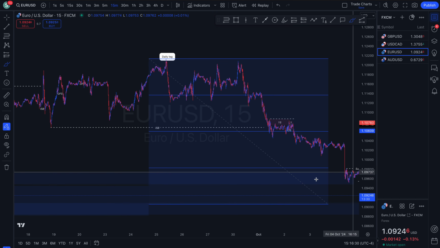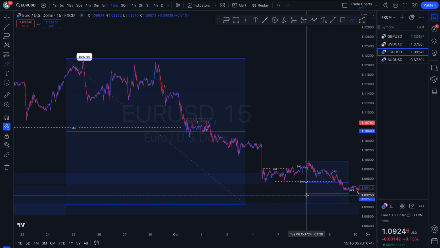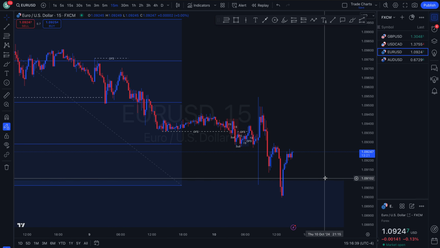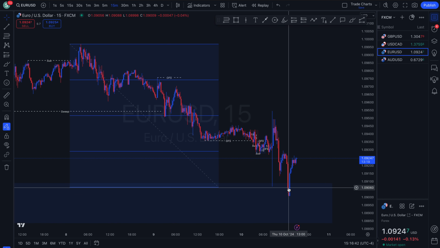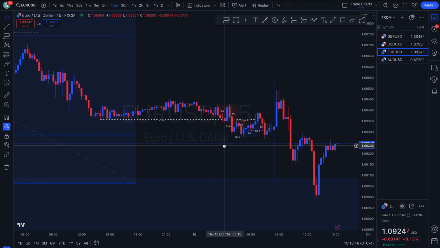We drew the extreme, so we don't have to draw another line. Now that we're at the 4-hour extreme, we really don't want to be selling anymore here. We want to be looking for buys. As far as the 4 a.m.